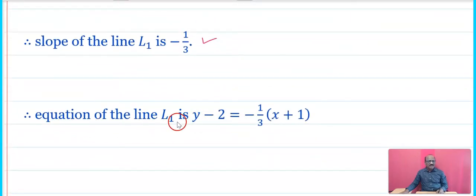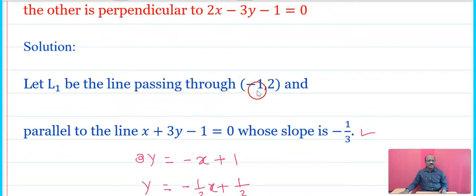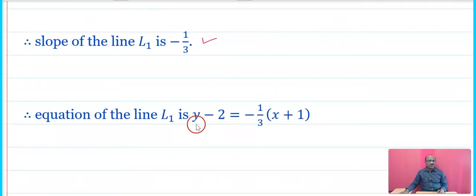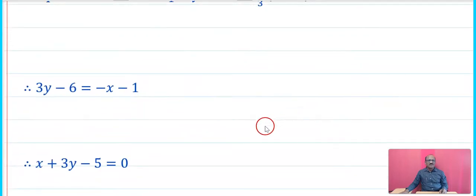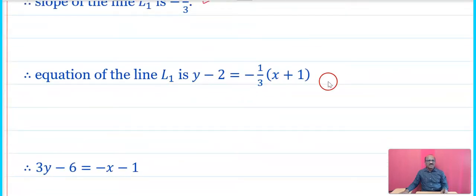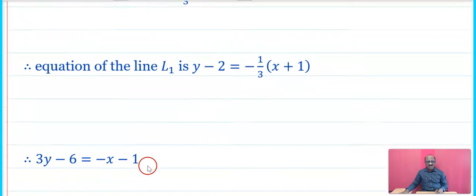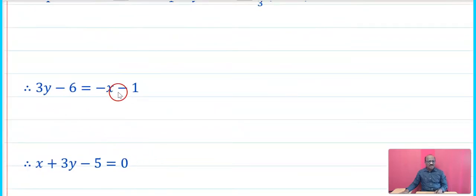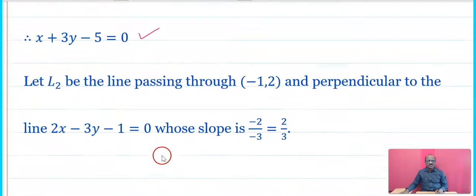Therefore the equation of the line L1 is, as it passes through the point minus 1 and 2, y minus y1 is equal to m in bracket x minus x1, and therefore that minus 1 will become plus 1 here. y minus 2 is equal to minus 1 by 3 in bracket x plus 1, and then simplify, multiply this whole equation by 3, then you will get 3y minus 6 is equal to minus x minus 1, and after simplification here you will get x plus 3y minus 5 is equal to 0.